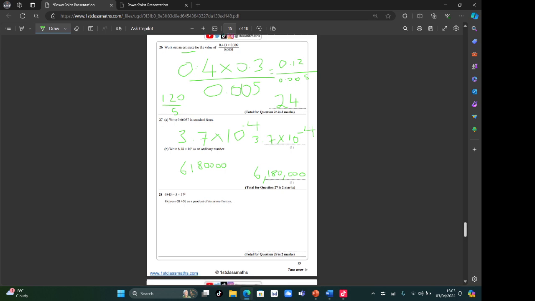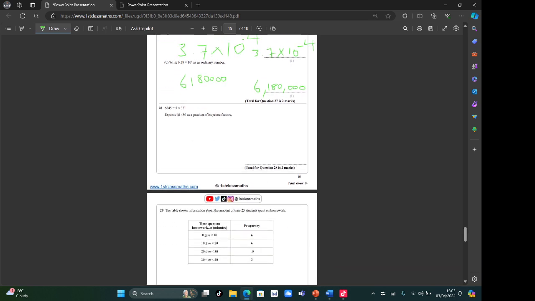Okay, next question, guys. So writing a number as a product of its prime factors. We are given this, and we are asked to express this as a product of its prime factors. Well, to go from here to here, I've times by 10. Are we happy with that? So to go from 6845 to 68450, I've times by 10. Are we happy with that?